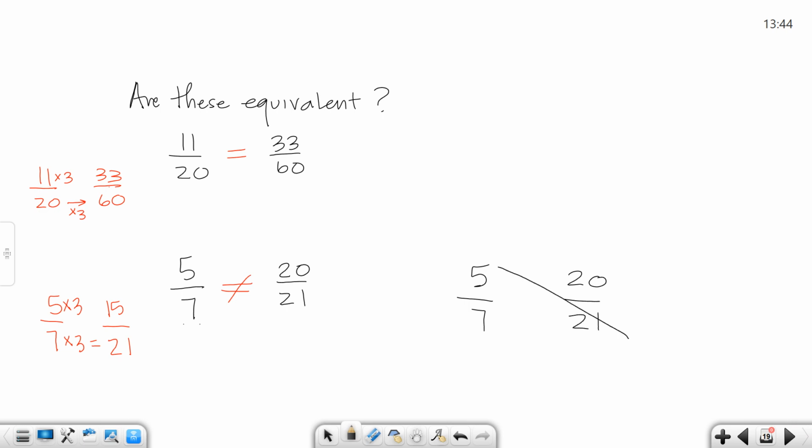I don't know if they're equal or not, so I'm going to multiply this way. If I multiply that, I get 105. And I'm also going to multiply this way. If I multiply this way, I get 140. Those numbers are not equal. So since they're not equal, they're not equivalent.